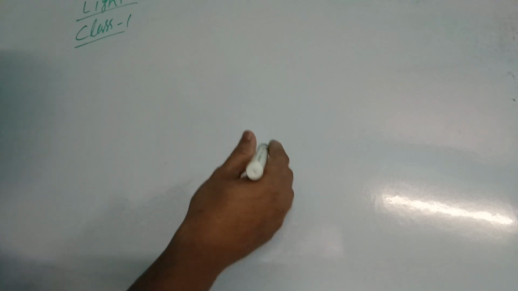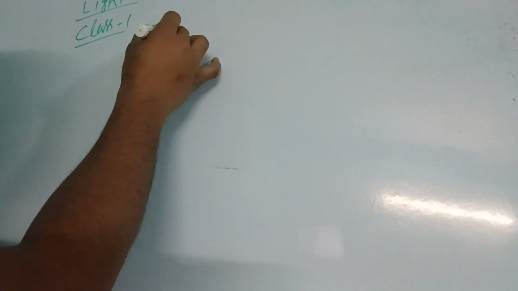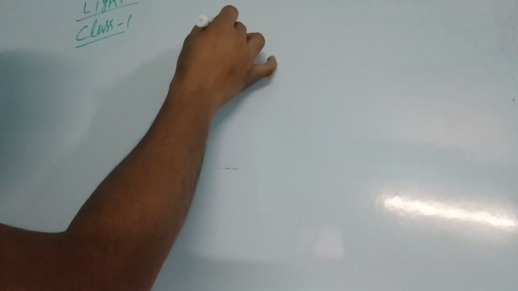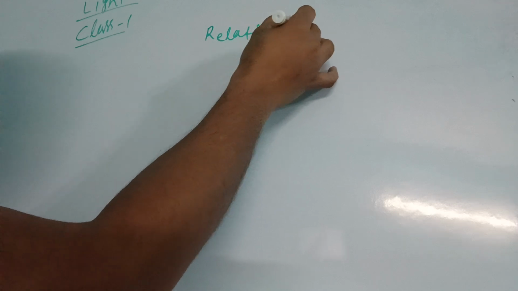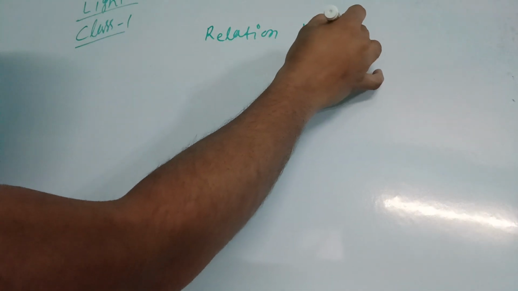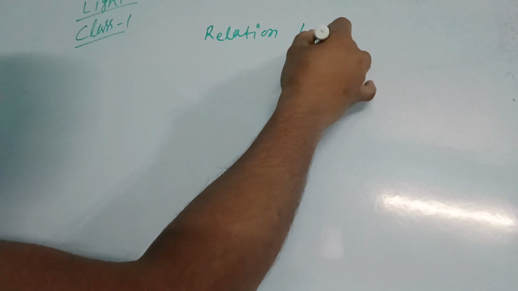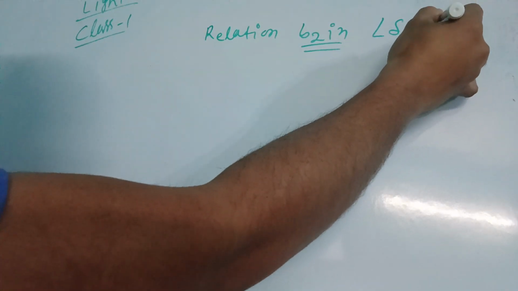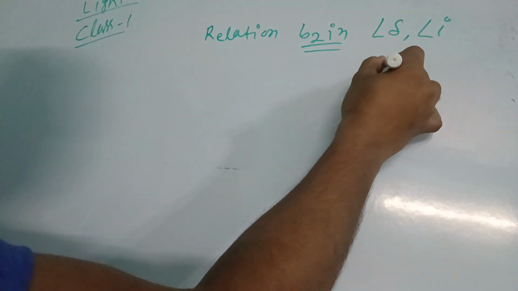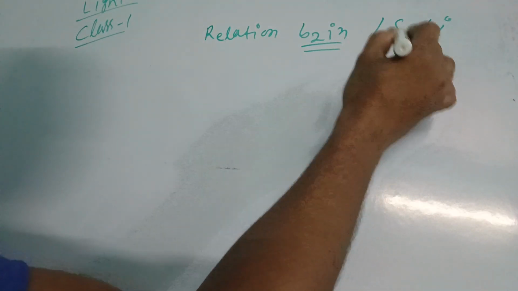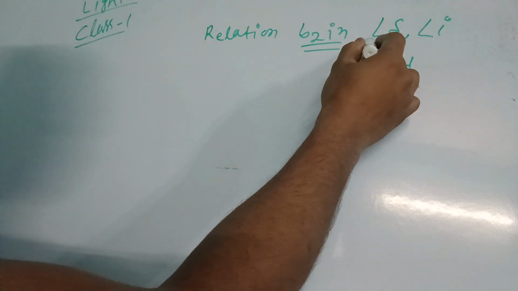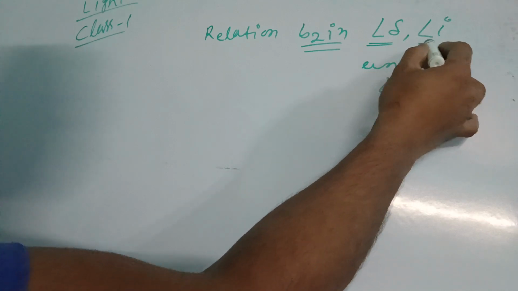And today I will discuss the relation between angle delta, angle I, and angle R. Don't write like this during the exam. So we'll discuss the relation between delta, I, and R.